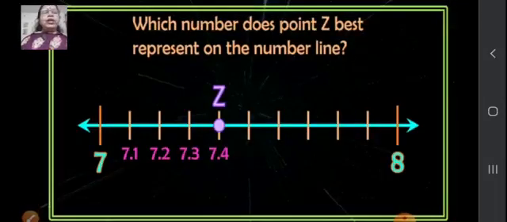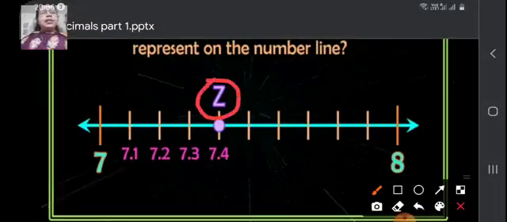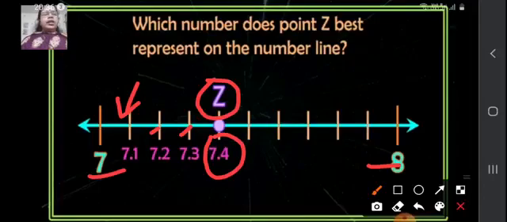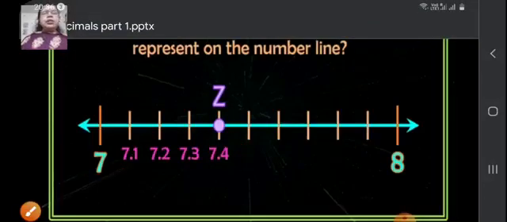So, here we have one more example. Which number does point Z represent on the number line? We know that the decimal lies between 7 and 8. Between 7 and 8 it is divided into 8 equal parts. So, first one will be 7.1, then this will be 7.2, this is 7.3 and point Z represents 7.4. So, this is how we represent decimals on number line.